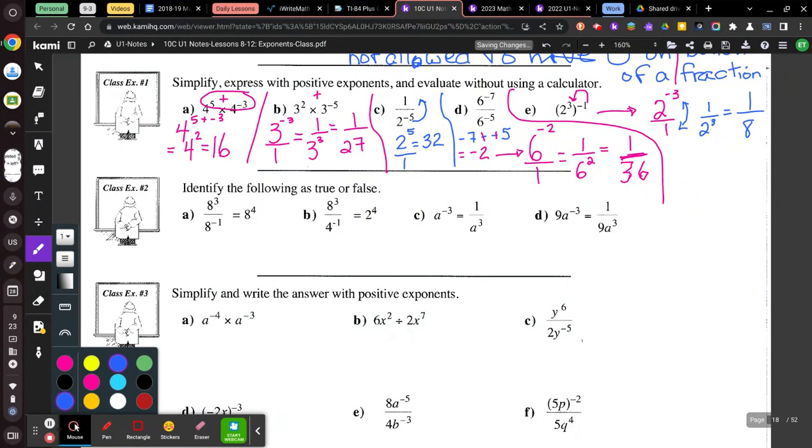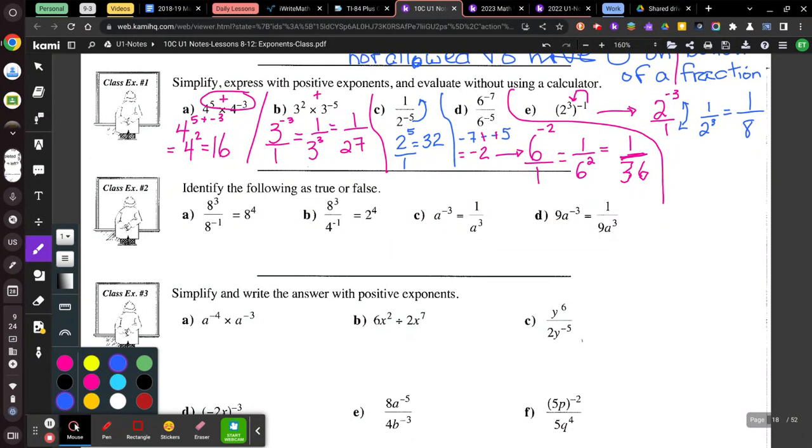Any questions with those so far? You're still using your exponent laws. So if you're dividing, subtract those exponents and then deal with it if it's negative. Okay? Always solve what you're doing first. Changing the negatives to positives is your last step. Okay? Your very last step. You don't do it at the beginning. All right, let's take a look at the next ones.